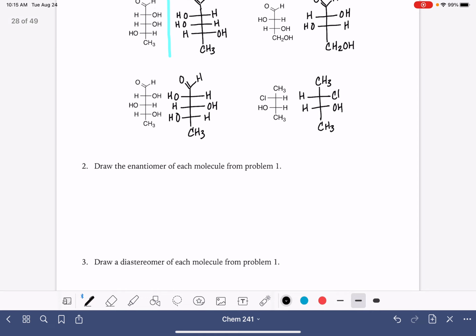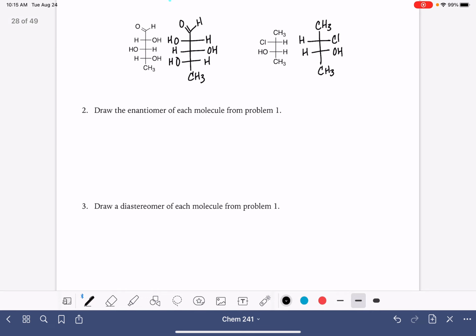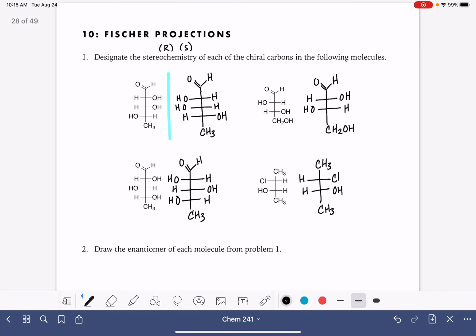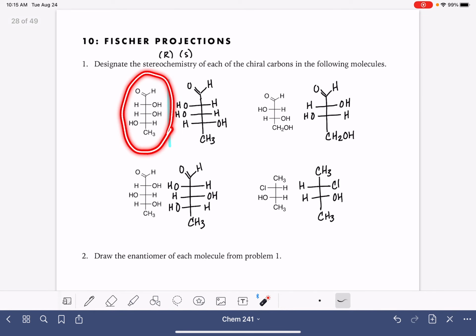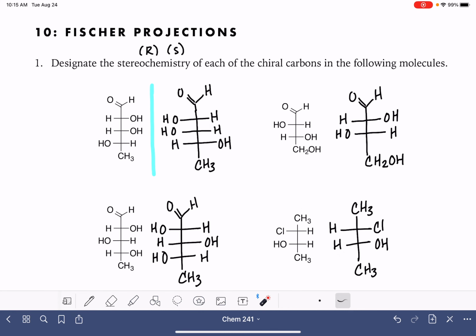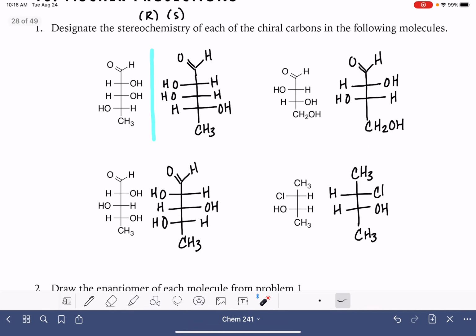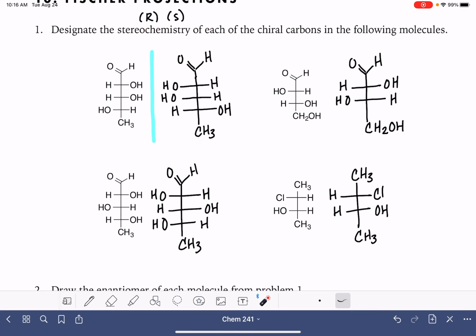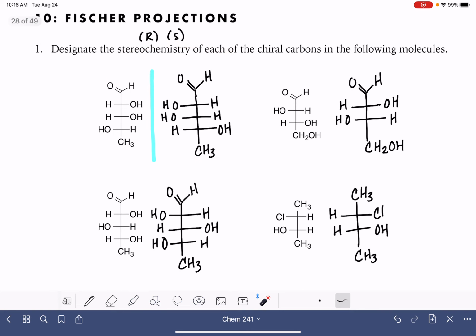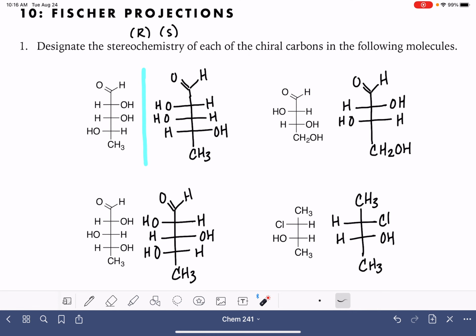Now the last question is asking us to draw a diastereomer. In a diastereomer, so going back to this molecule right here, we're going to change the stereochemistry of at least one of the chiral carbons, but not all of the chiral carbons. So at least one of them has to change, and at least one of them has to stay the same. And because there is a lot of variability, when we're being asked to draw a diastereomer, there's going to be several diastereomers that we could draw for this molecule. There isn't just one correct answer like there is with enantiomers.